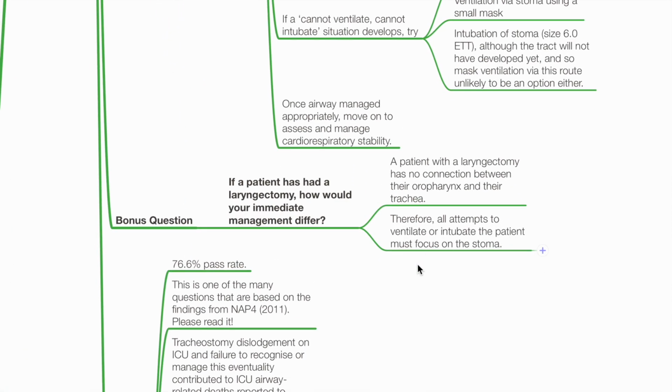Bonus question: if the patient has had a laryngectomy, how would your immediate management differ? A patient with a laryngectomy has no connection between their oropharynx and their trachea, therefore all attempts to ventilate or intubate the patient must focus on the stoma.